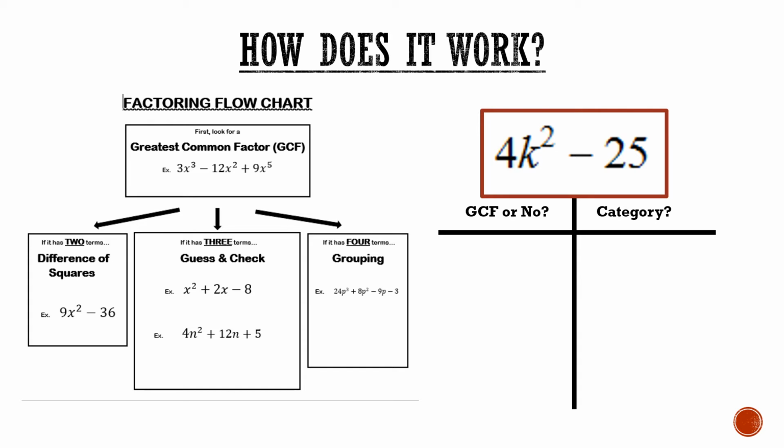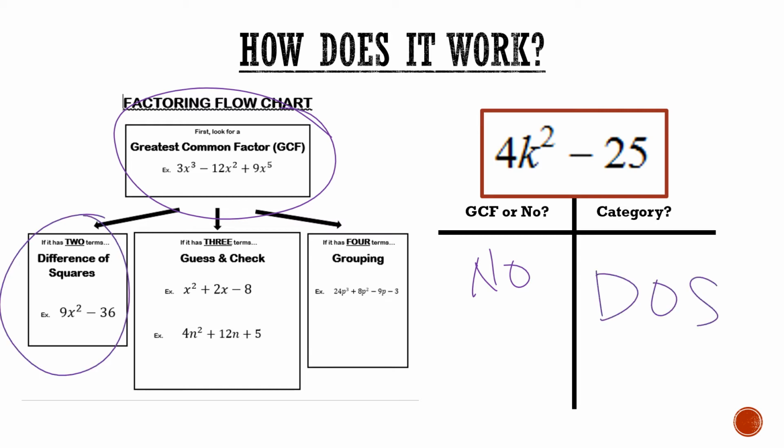Okay, let's take a look at this one. Again, I am going to check for that greatest common factor. I have 4k squared minus 25. They do not have k's in common, and the factors of 4 are 1 and 4 and 2 and 2. Those numbers, except for 1, remember 1 doesn't matter, do not go into 25. So I now have to think, okay, it is not GCF. So the question is, which one is it? Well, when I look at this, it has 2 terms. So it's going to be that difference of squares, remember, where we would take the square root of those things.